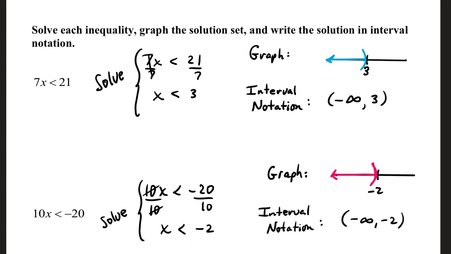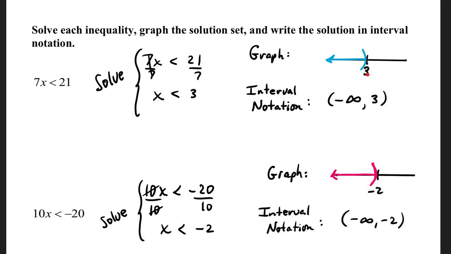So let's take 7x less than 21, divide both sides by 7. The 7's cancel, that gives us x less than 3. That's the solution. All numbers less than 3 will make this statement true. Because there's so many numbers, sometimes a graph is used.